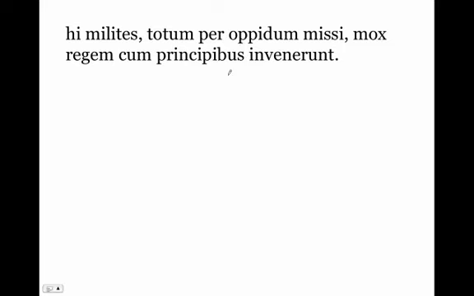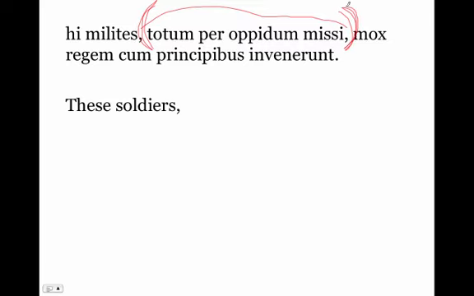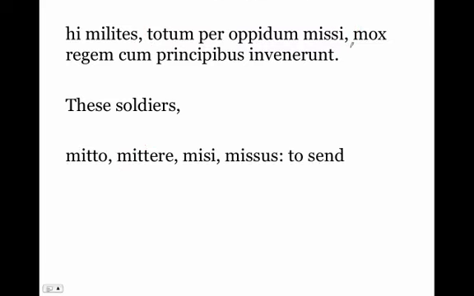Next sentence. Hi milites totum per oppidum missi, mox regem cum principibus invenerunt. Guess what, people? Here's where our study of clauses is going to come back into play. We have two commas, and we're going to use them to our advantage. Hi milites, these soldiers, comma, okay? And the fact that we have two commas tells us what's happening between these two commas. Remember when we studied our clauses in the video about clauses? What happens between these two commas is not the main sentence.